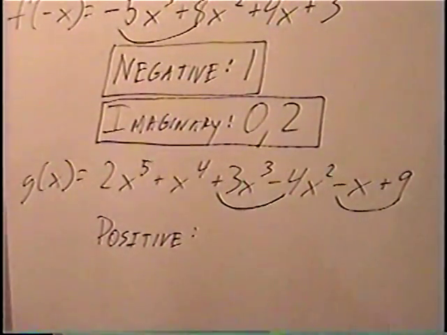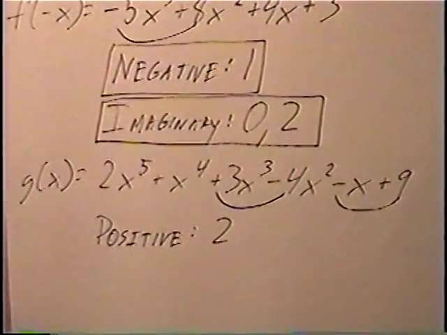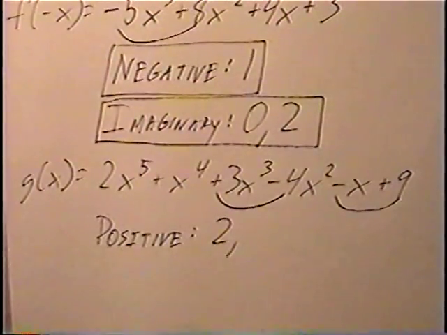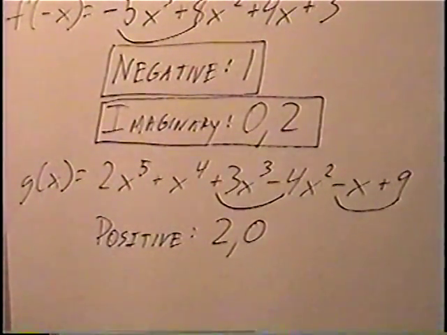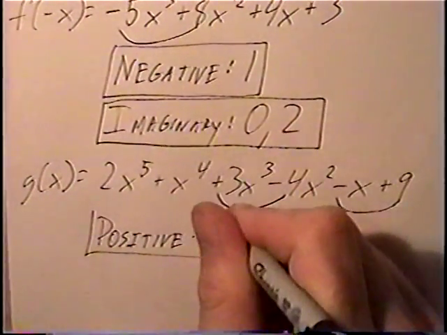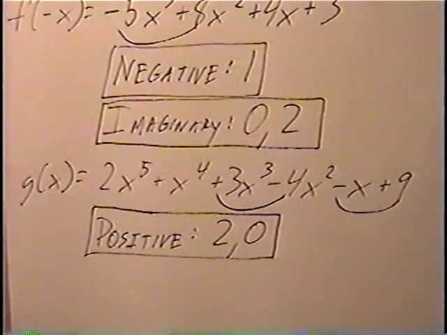So for the positive number of zeros, since we have 2 sign changes, we'll start with the number 2, which represents 2 possible positive solutions. Keep in mind though, we'll take away 2 each time, so we could end up with 0 positive solutions. So the first part of the problem, how many positive real zeros are there? There's either 2 or there's 0.